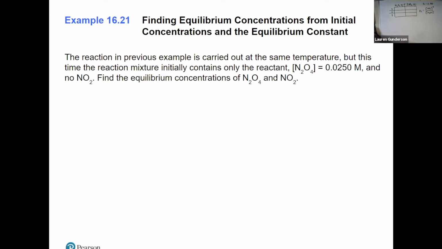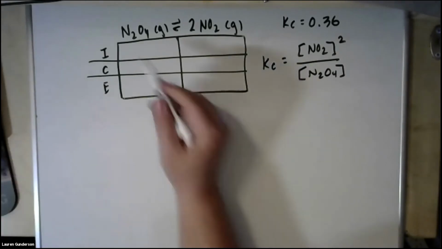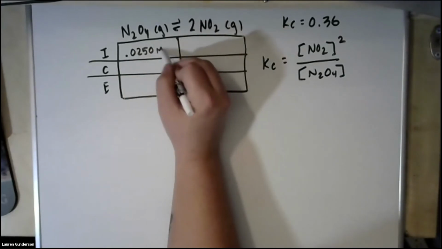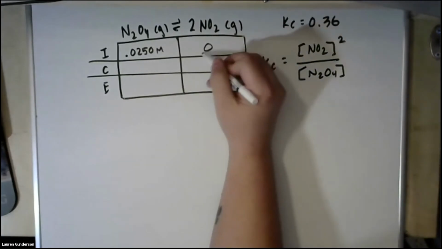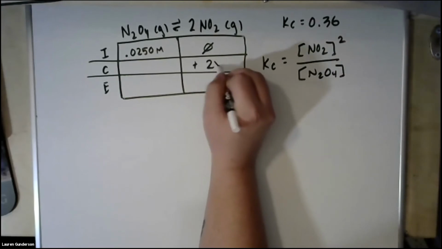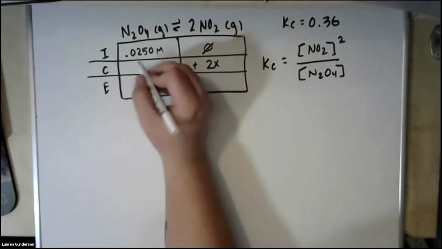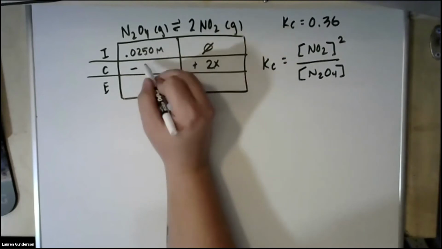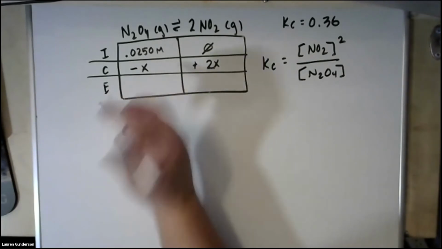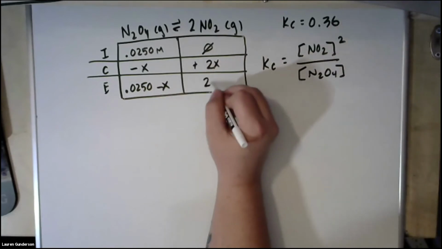Okay, this time we have N2O4 to start with. We have 0.0250 molar. We have no NO2 to start with. So we're going to be creating NO2, so this will be plus 2x. And we're going to be using up our N2O4, so this will be minus x. All right, so when we look at our equilibrium row here, that's going to be 0.0250 minus x. And this is going to be 2x.